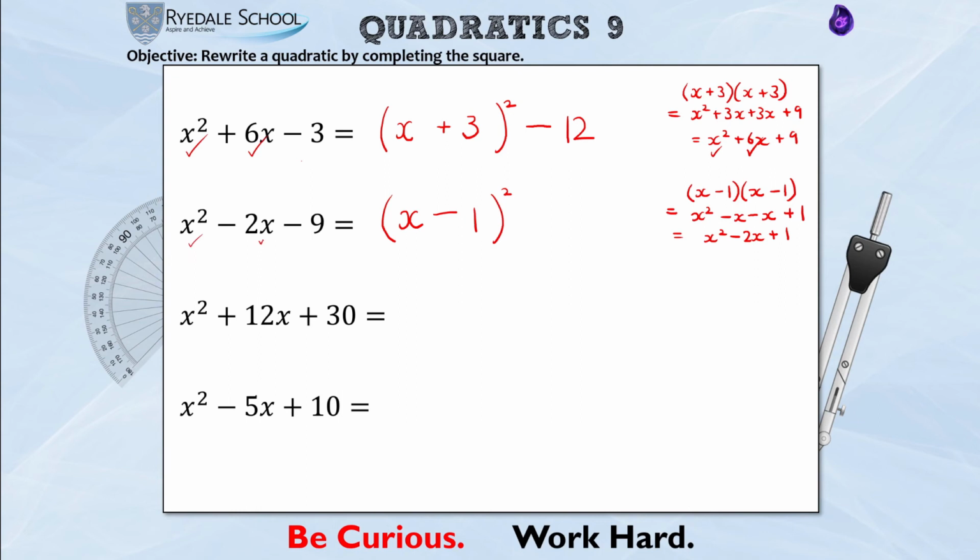Okay, so the first two bits are right, but I have +1, not take away 9. So how do I go all the way and turn that 1 into -9? I need to knock a further 10 off. Third example.